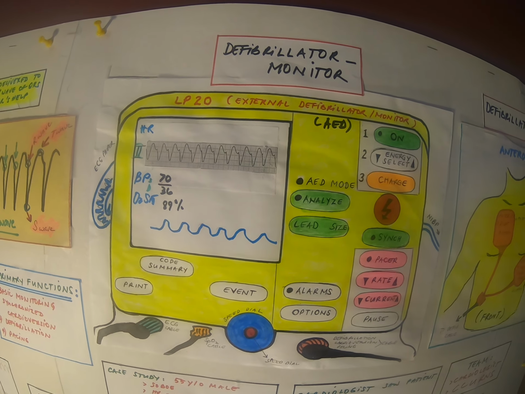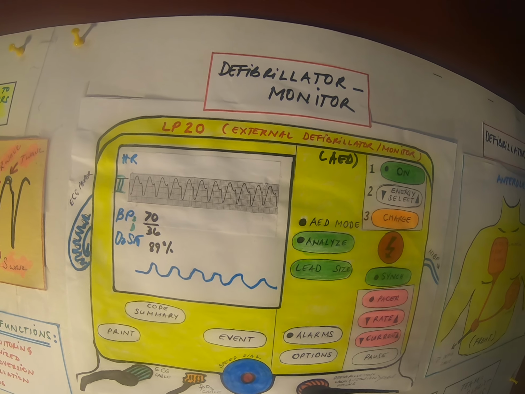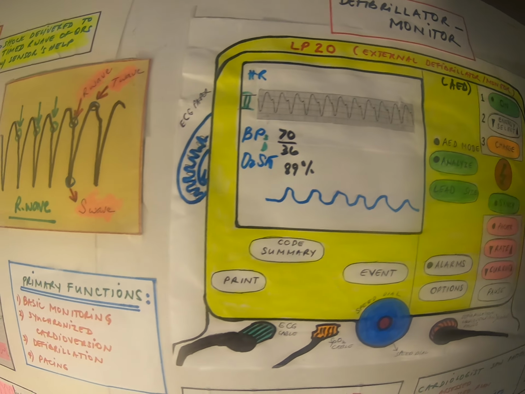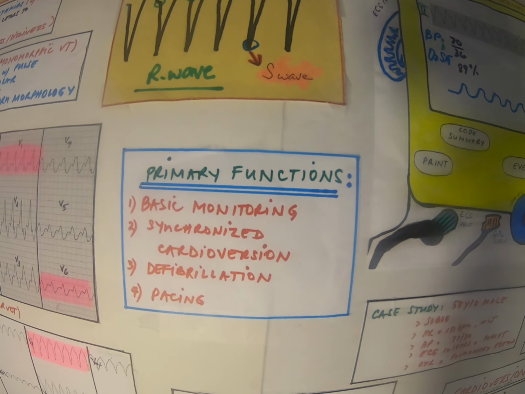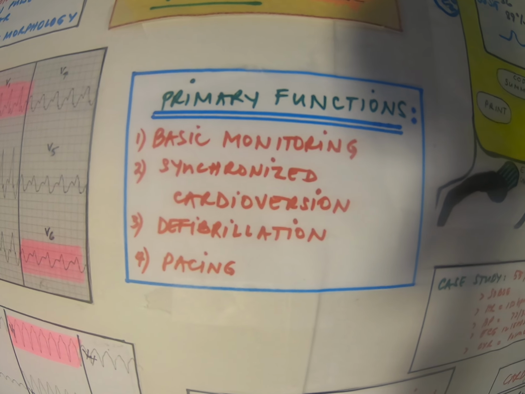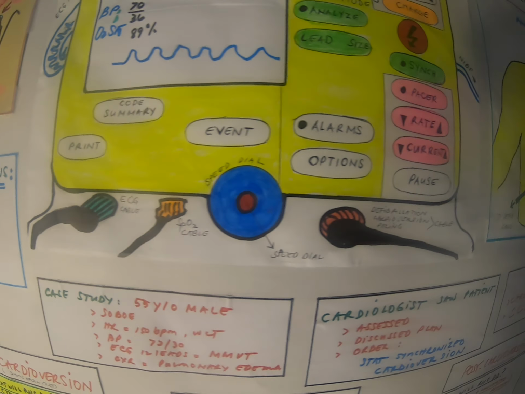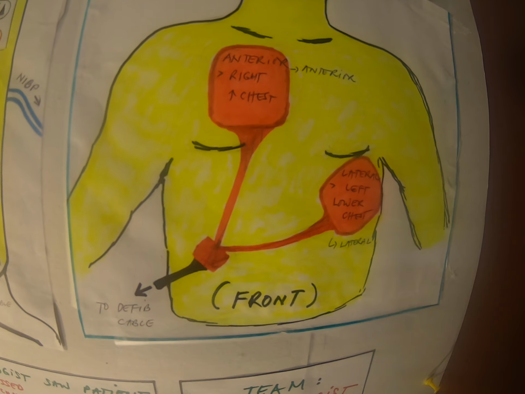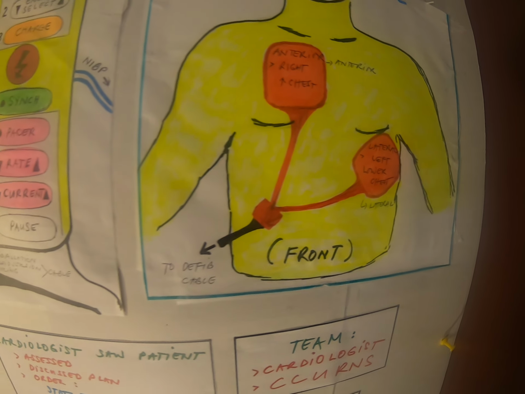Hello everyone, I'm back, and this is a continuation of our synchronized cardioversion. This is a defibrillator monitor, which has 4 functions: basic monitoring, synchronized cardioversion, defibrillation, and pacing. We also have anterolaterally located defib pads or patches on the patient.